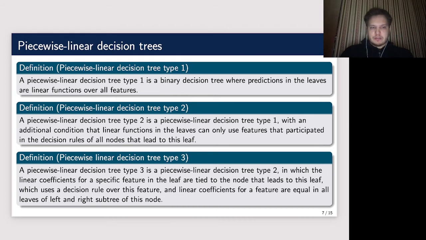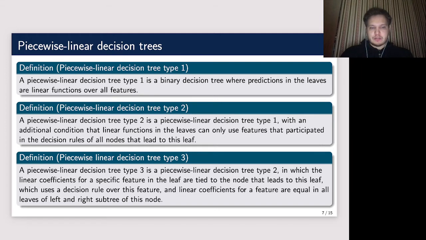A piecewise linear decision tree type 1 is a binary decision tree where predictions in the leaves are linear functions over all features. A piecewise linear decision tree type 2 is a piecewise linear decision tree type 1 with an additional condition that linear functions in the leaves can only use features that participated in the decision rules of all nodes that lead to this leaf.